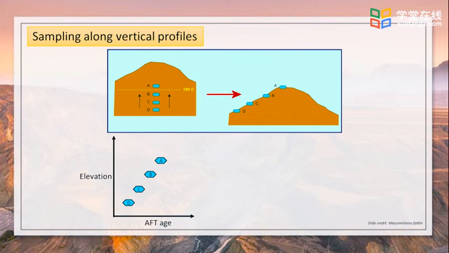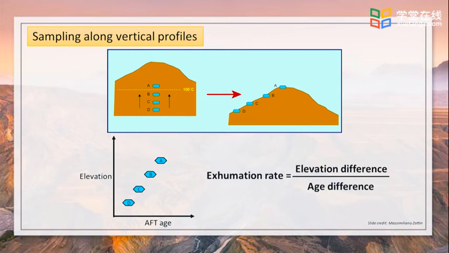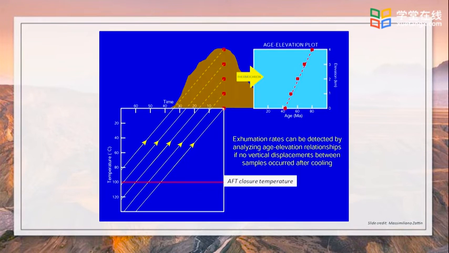Sampling along vertical profiles is a great strategy that allows for the determination of exhumation rate. The exhumation rate is calculated by dividing the elevation difference by the age difference. Exhumation rate can only be detected by analyzing age-elevation relationships if no vertical displacement between samples occurred after cooling. This is an important principle we should keep in mind when we are trying to make an age-elevation plot of a study area.